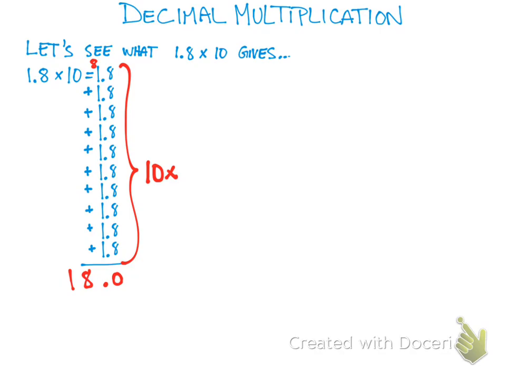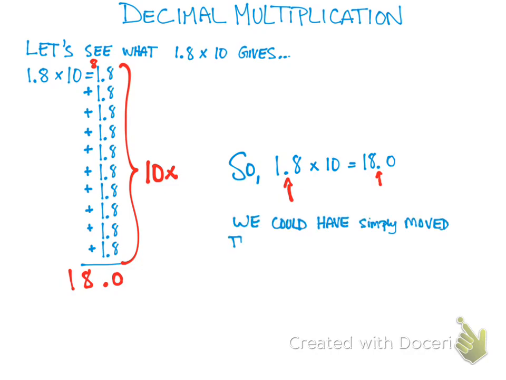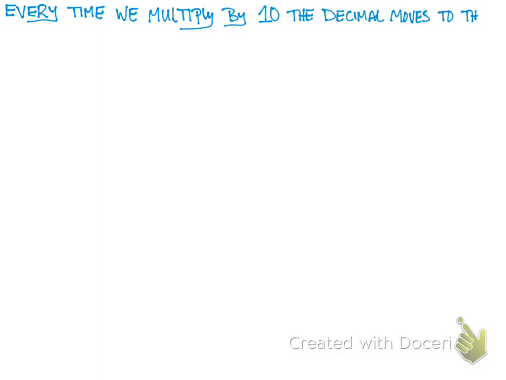So let's write that down. If I do 1.8 times 10, I get 18.0. Notice the decimal point: all it did was move over 1. We could have simply moved the decimal point over to the right by 1. Every time we multiply by 10, the decimal moves to the right once.